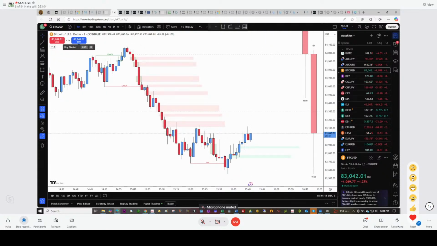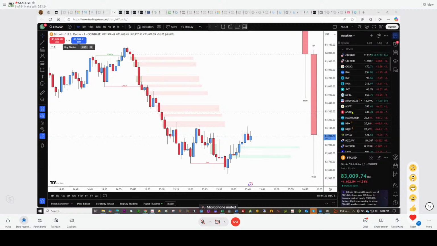So if this is the bottom for Bitcoin, then a pullback here after we breached these levels now, we've got a closure above here. So a pullback would present a buy now rather than a sell. So that was an interesting little move there.